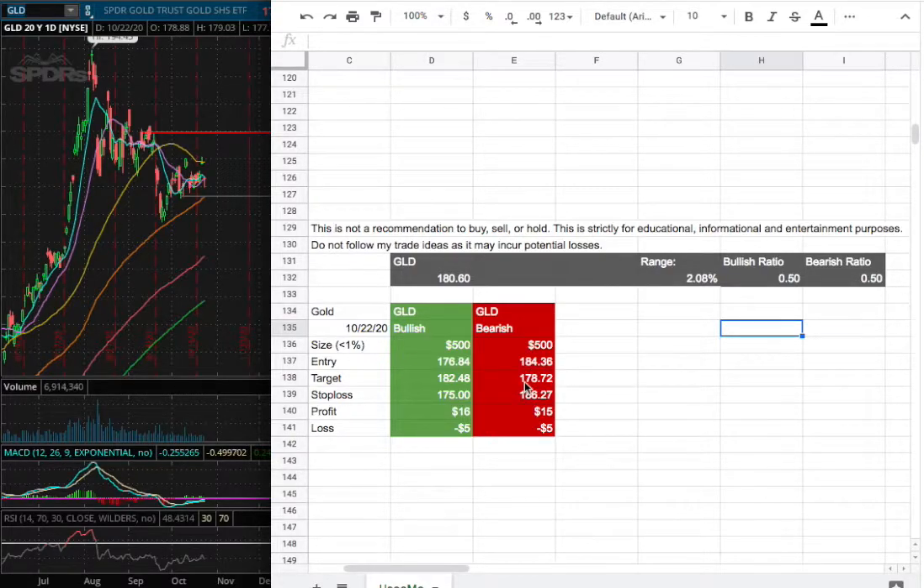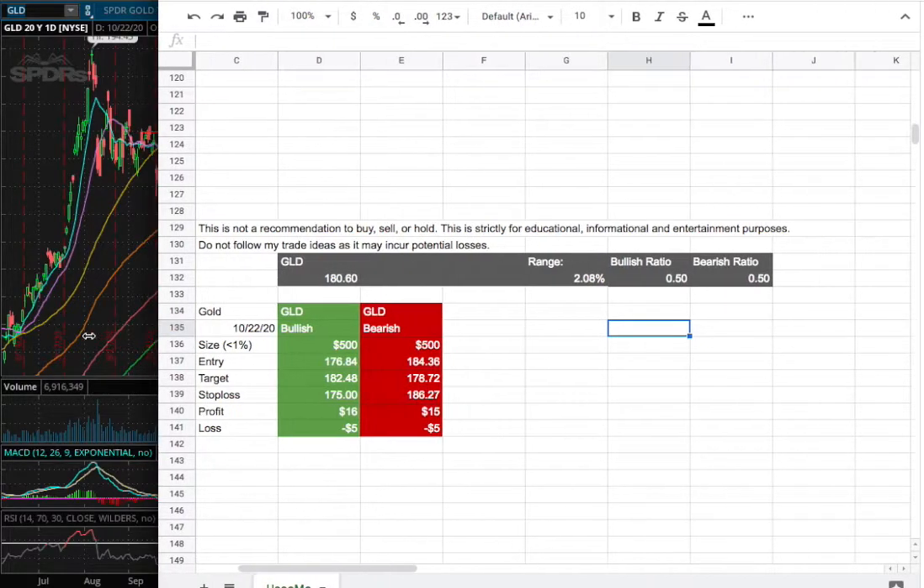$184.36, and my sell target will be $178.72, and my stop loss will be $186.27. So my short entry will be this range right here, and that coincides with resistance in the past back on September 16th. So whichever entry price is hit first, that will be my position of the week.